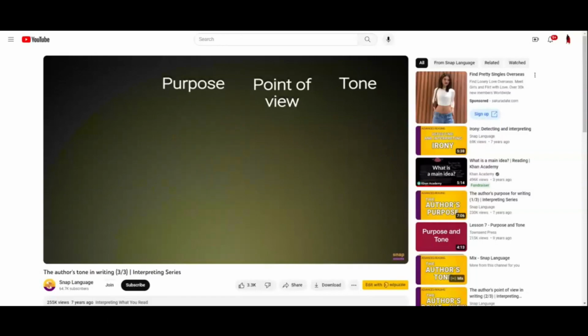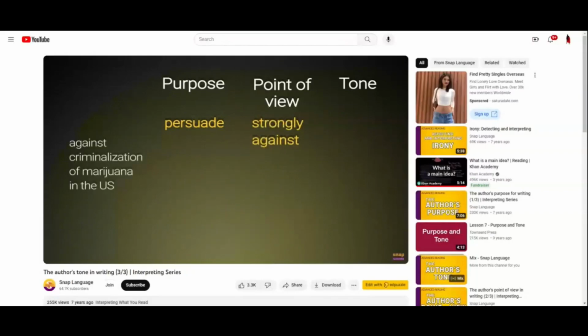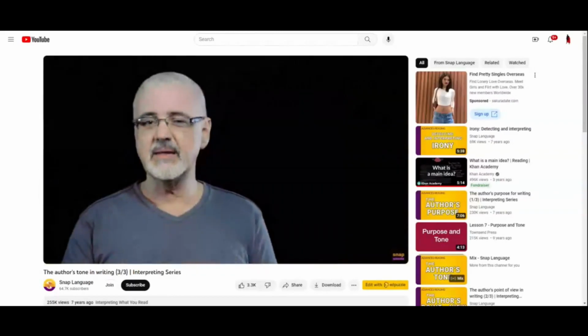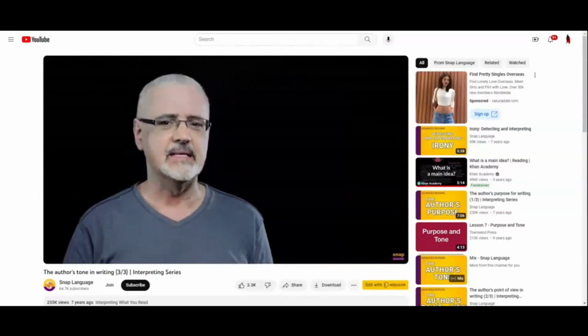Now, let's say the writer wants to write about his position against criminalization of marijuana in the United States. The purpose will likely be persuasive. If the writer feels very strongly about his point of view, he or she will use a negative, even angry tone to talk about the criminalization of marijuana users, but a positive, maybe hopeful tone to talk about the decriminalization of the use of marijuana. As you can see, these elements in writing work hand in hand.